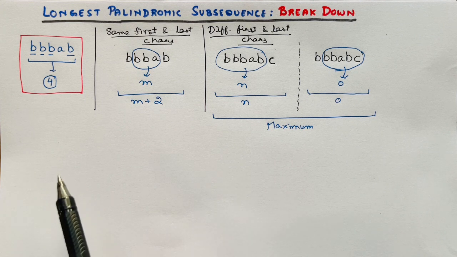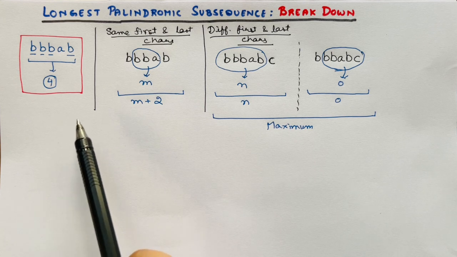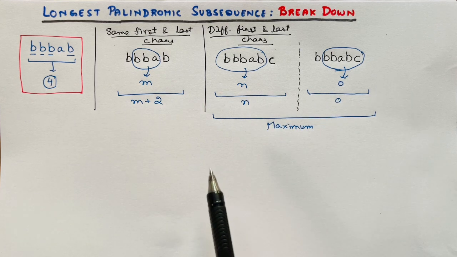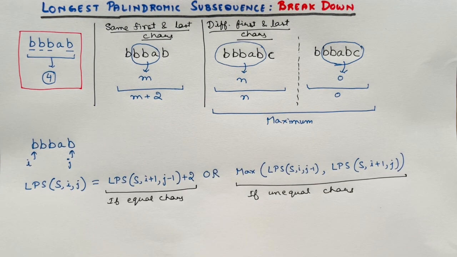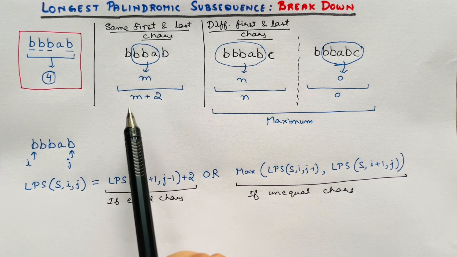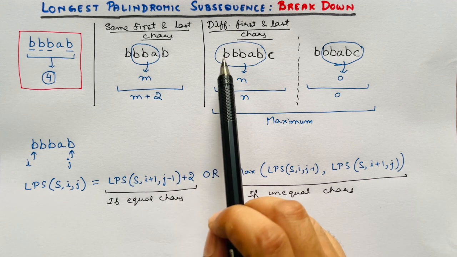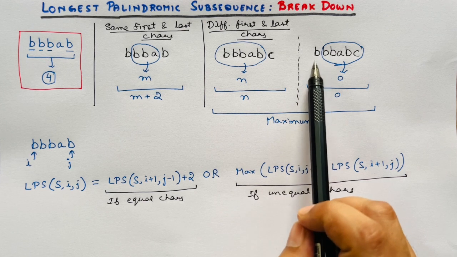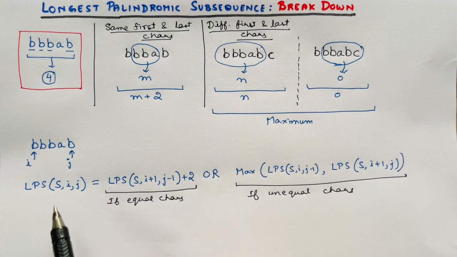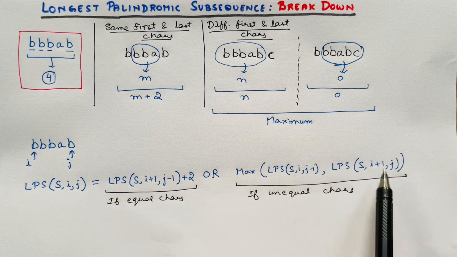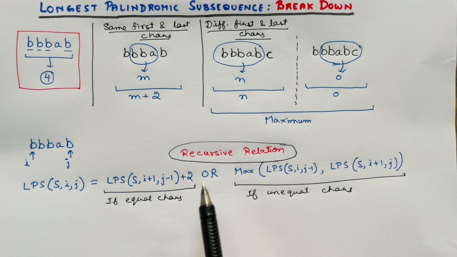Now let us see how we will represent all of these problems, our original problem and all of our smaller problems, in one common manner. So if we are representing our original problem as LPS of string s, i, j, where i is pointing to our starting letter and j is pointing to our last letter, then how will we represent this problem? This will correspond to i plus 1 comma j minus 1, and this will correspond to i comma j minus 1, and this will correspond to i plus 1 comma j. So LPS of s, i comma j will become equal to this. This is our recursive relation.